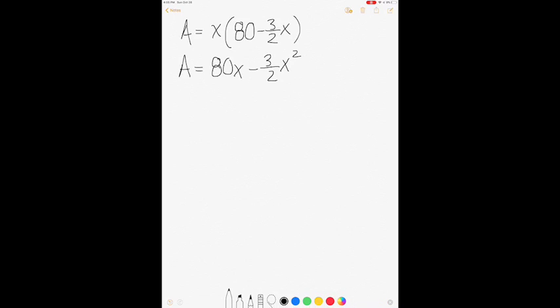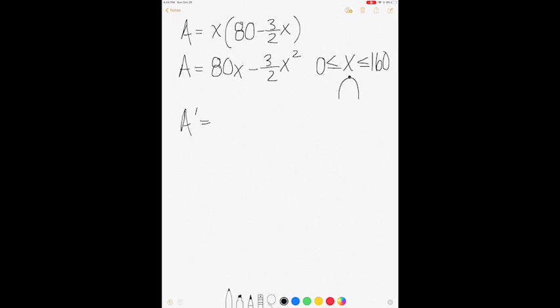Let's see, what are my restrictions? Well, X is the length, so clearly X has to be greater than 0, and then we only have 160 feet of fencing, so the most I could possibly use is 160. But again, I know that this is an upside down parabola, so I know that the maximum is going to be whatever the critical point is and not the endpoints. So that saves me some time.